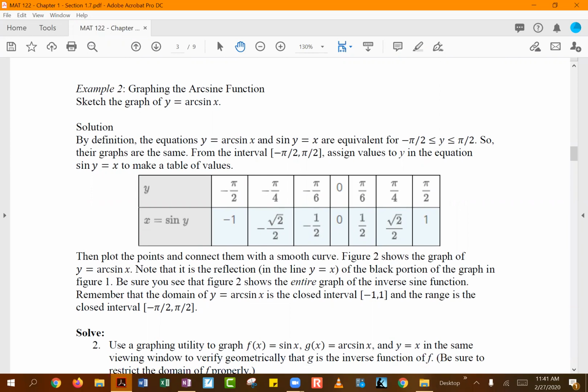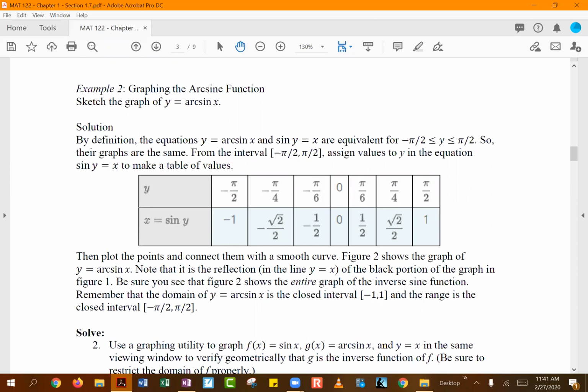So they are saying by definition, the equations of arcsine and sine of y equals x are going to be equivalent as long as we have our y value between -pi/2 and +pi/2. So their graphs are going to actually end up looking the same. They are saying from this interval of -pi/2 to +pi/2, assign your values and then create a table for sine of y equals x. So we're again actually going with the original function and then using that to help us graph the arcsine function.